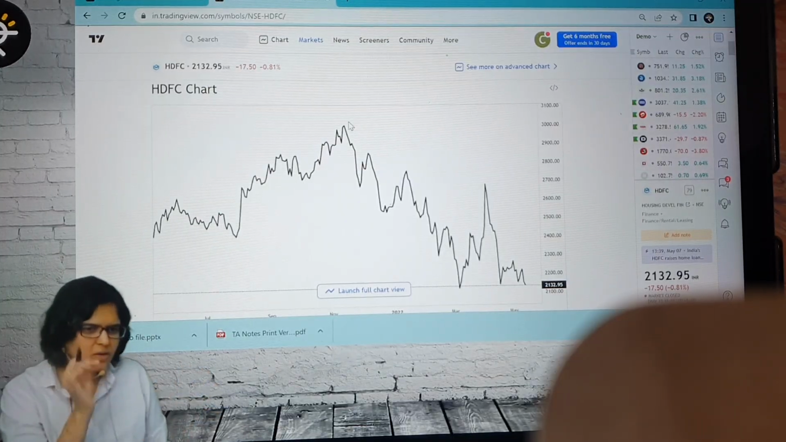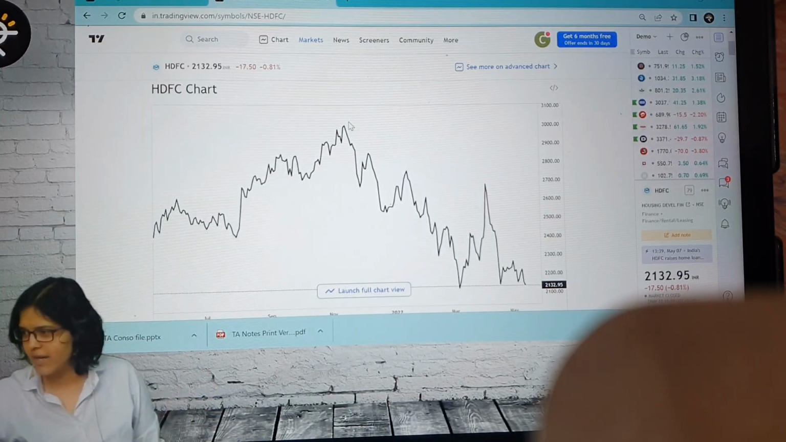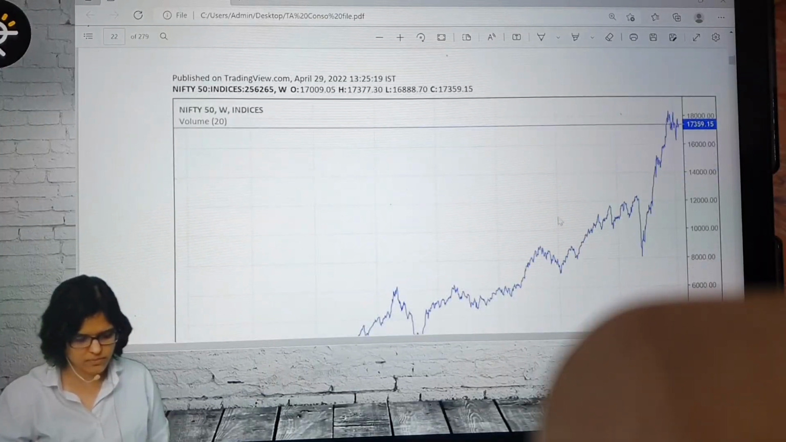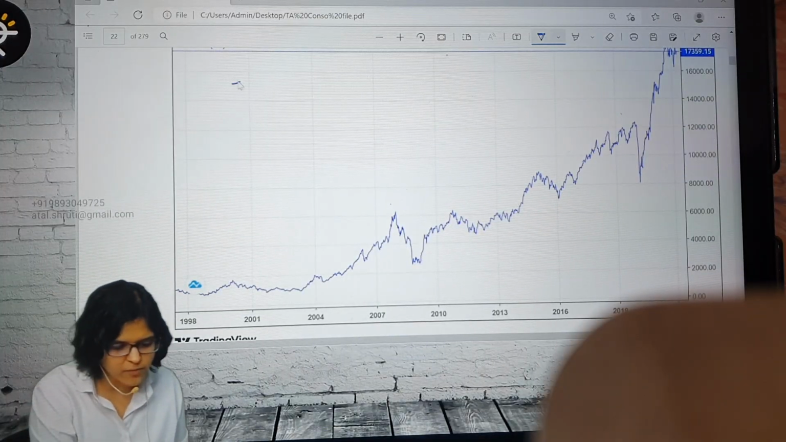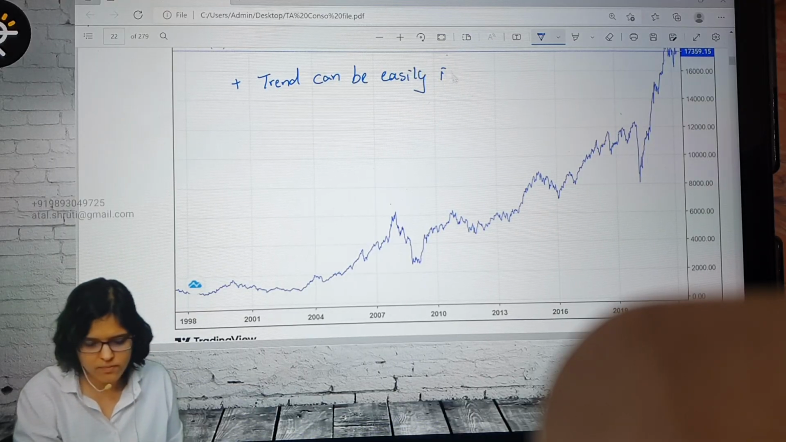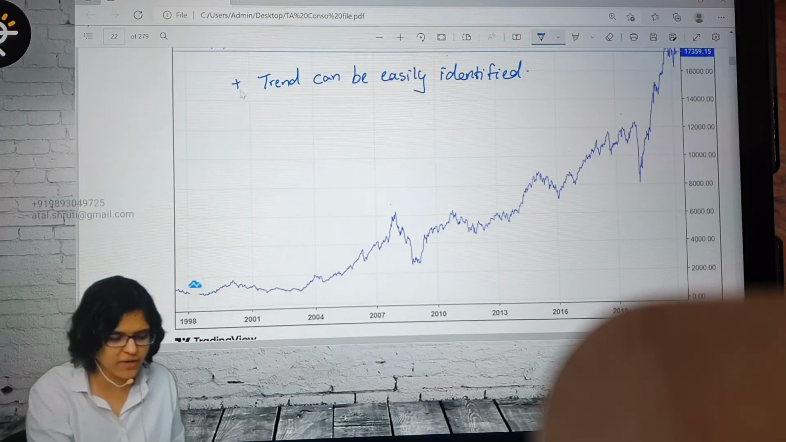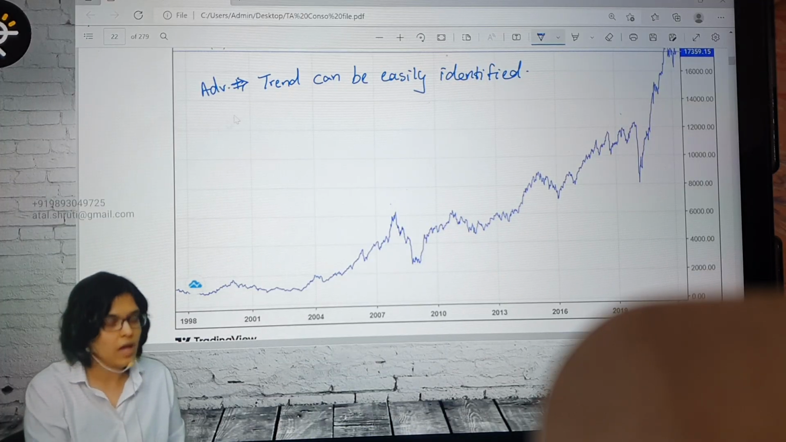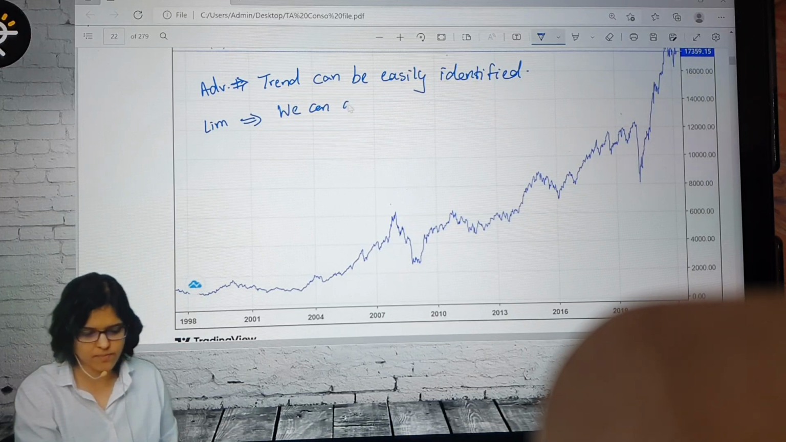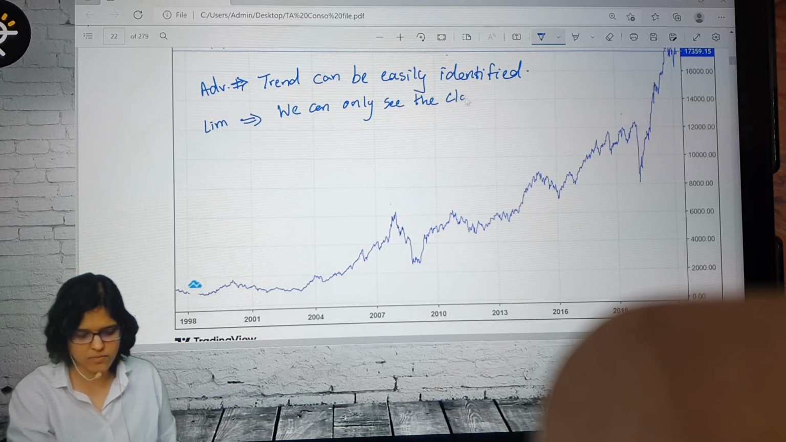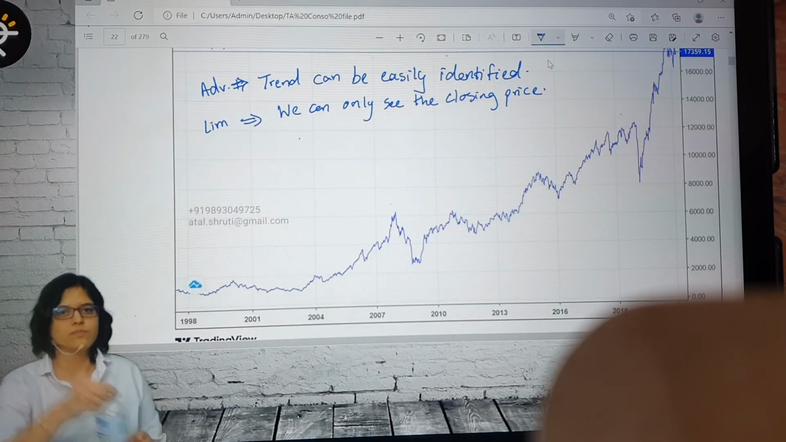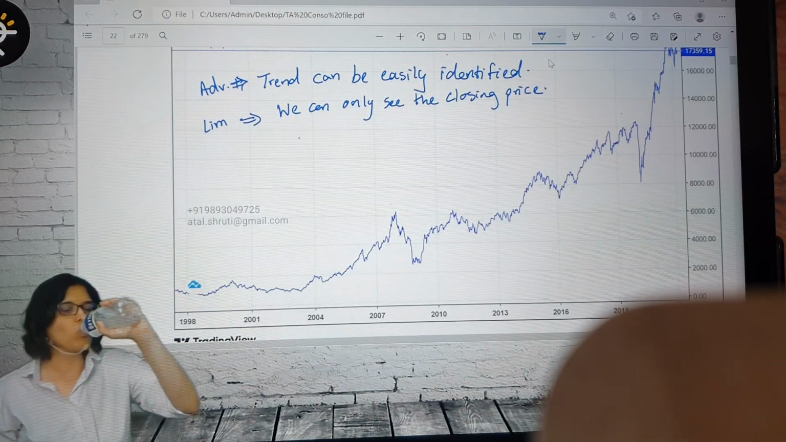Okay? So if you want to write down, it will surely be there in the notes. But on the chart itself, if you want to just write this down, very simple thing. In a line chart, what can you see? So 2 things you can write here. What is one positive point? Positive point is that trend can be easily identified. So this is the advantage, positive point. And what is the limitation? We can see only the closing price. Which prices are not seen? Open, high and low.